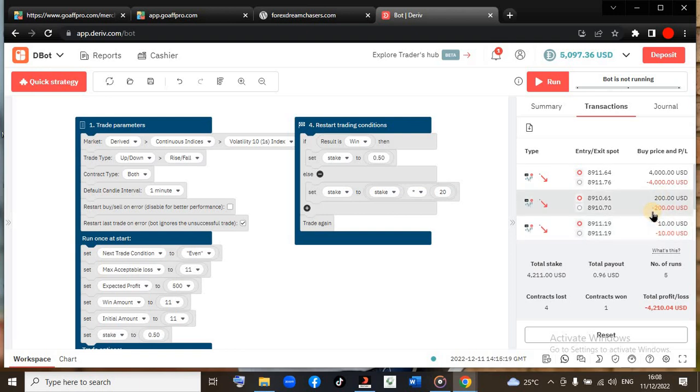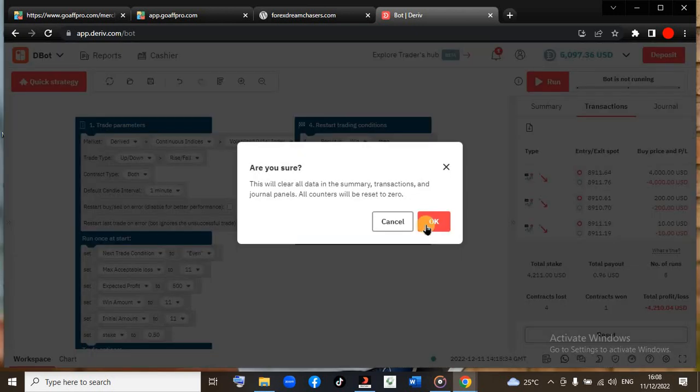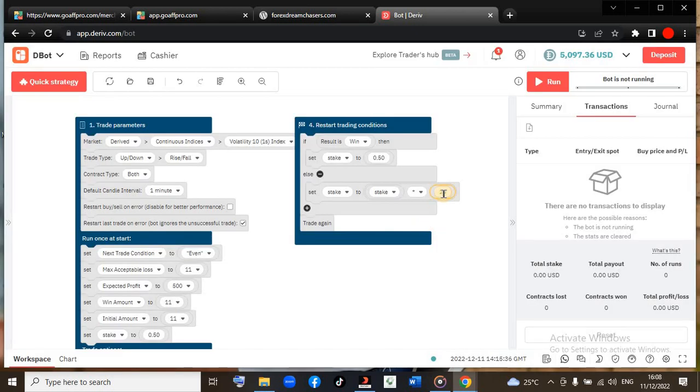We took a loss again. You can see what happened here. So you're going to say 200 multiplied by 20, 4,000. So this martingale, guys, it is very, very important. Let me reset everything, and then we take it to 2. 2 is the one that I use. 2 is very, very good.